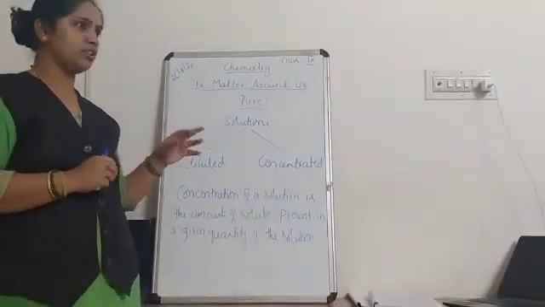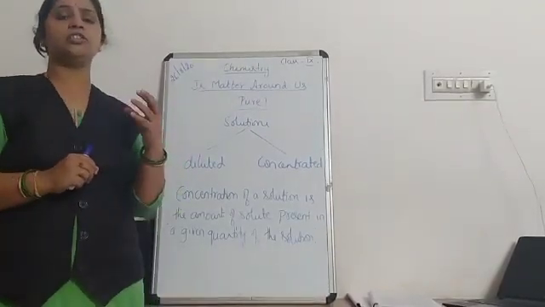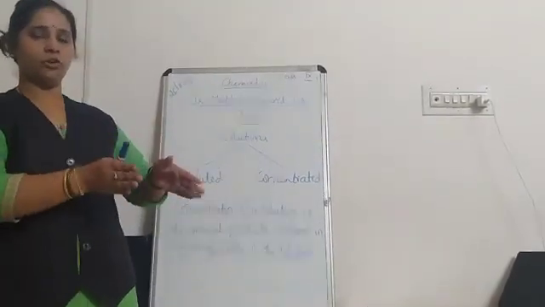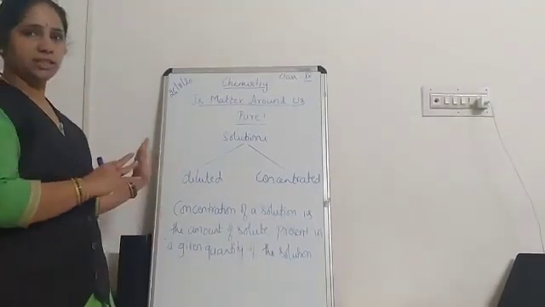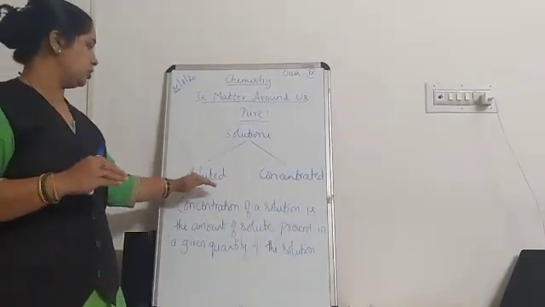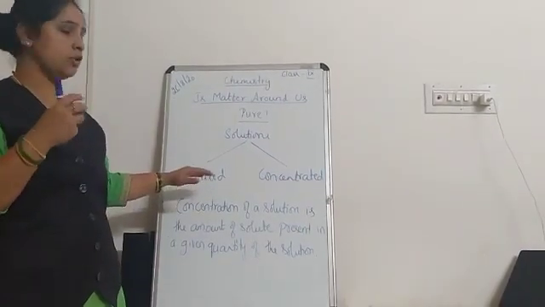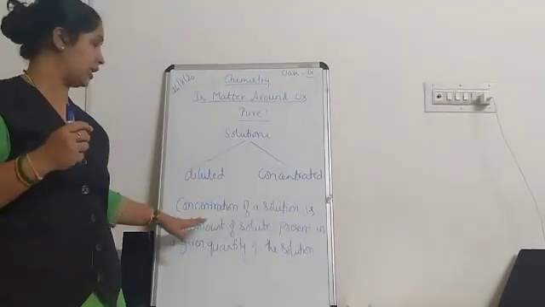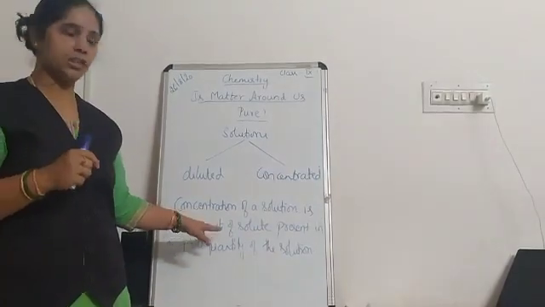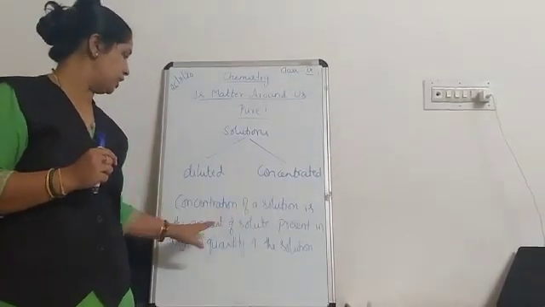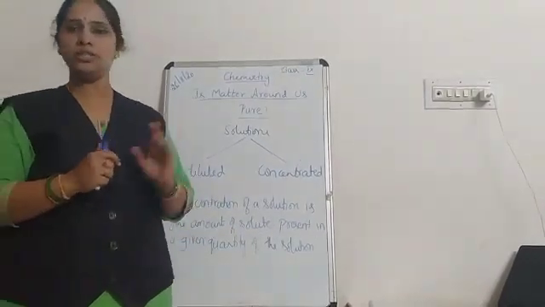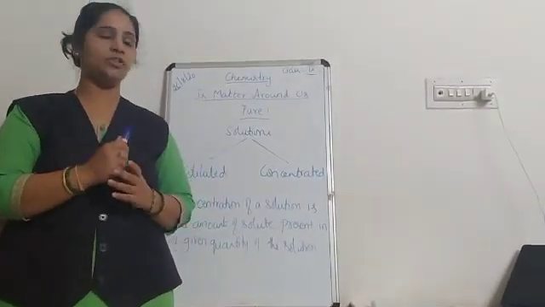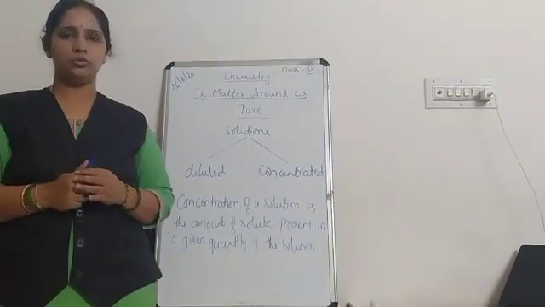Again, further in this there are two types. If the solute is solid, there is one formula. If the solute is a liquid, then there is one more formula which I will be discussing next. So, you should know, based on the amount of solute present, diluted and concentrated solutions, and the definition for concentration of a solution. Concentration of a solution is the amount of solute present in a given quantity of the solution. This is the definition.